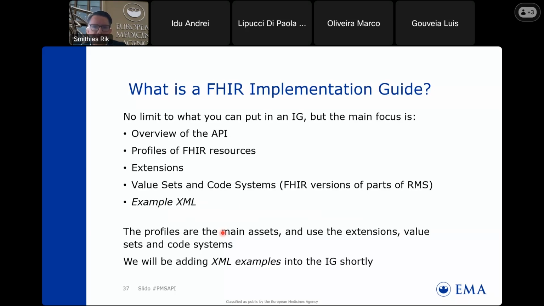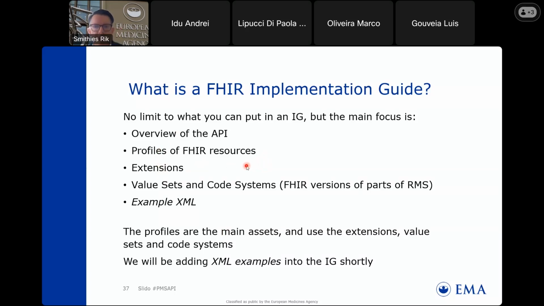So what's in this implementation guide? We can put anything we like in an implementation guide. It's just an HTML package, but we tend to concentrate on an overview of the API, first of all, on the front pages. We've not done too much in there now. I think based on some feedback we've had, we'll probably expand that with some more content, some diagrams and so on. But the main content is these profiles of the FHIR resources.